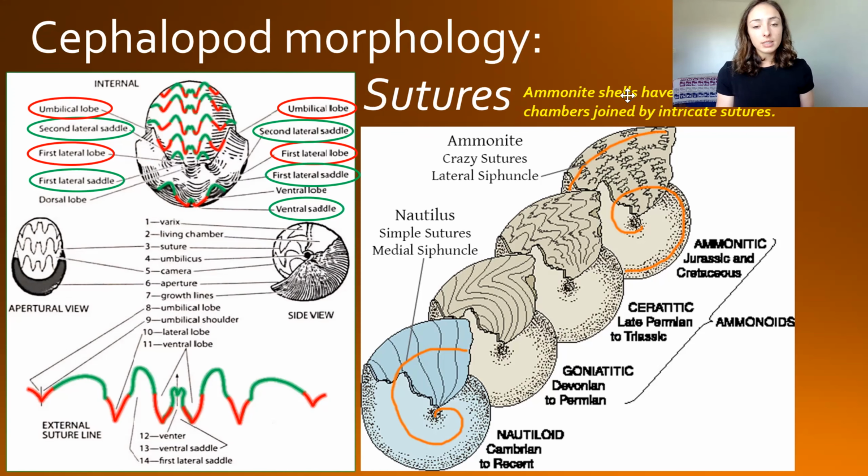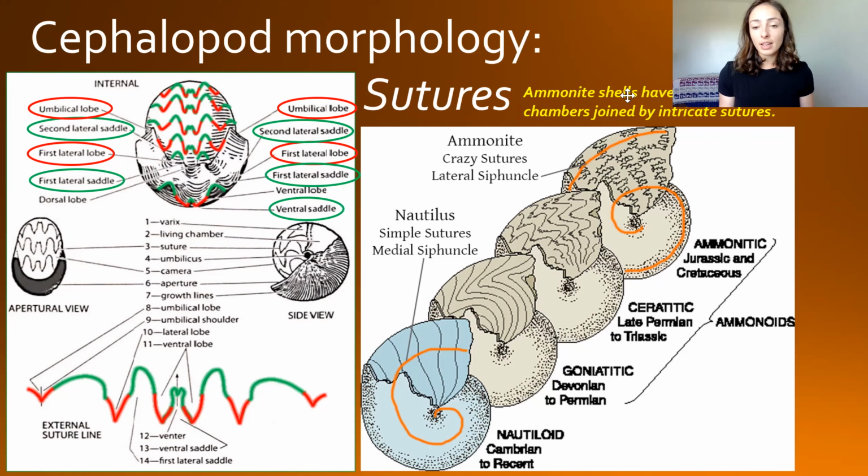Now, if we look at the nautilus sutures, we can see they're very simple, kind of straight, a little bit of curve in there, but nothing crazy in the nautiloid shells. However, as we move to the three ammonoid shells, we see that the suture patterns become more complex. The first step toward this complexity is in the goniatitic suture patterns. These goniatitic suture patterns were most common from the Devonian to the Permian period in ammonoid shells.